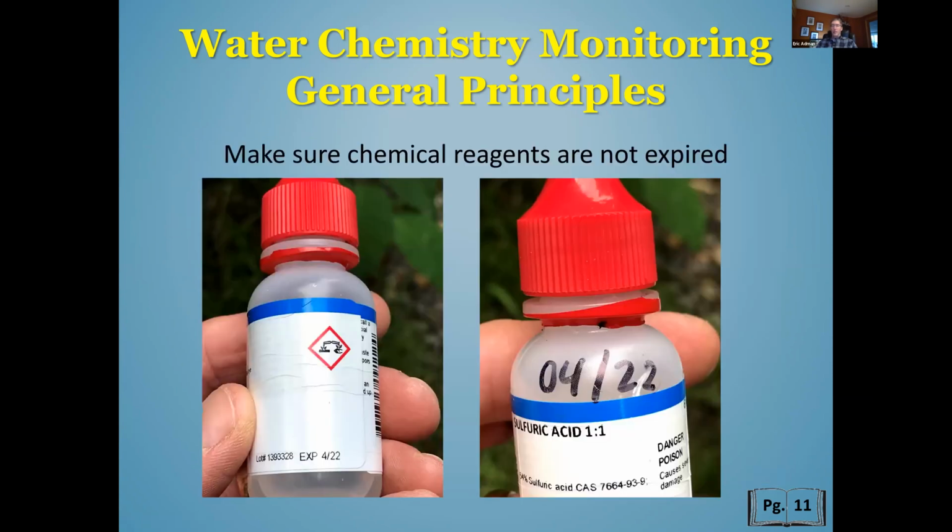The tests in the Lamont kit use things that we refer to as reagents. Those are chemicals that are used in the test. This one is sulfuric acid. Each of these reagents has an expiration date. And so before you go out monitoring, you should look at the reagents in your kit and make sure they're not expired, because that can affect your test results as well.